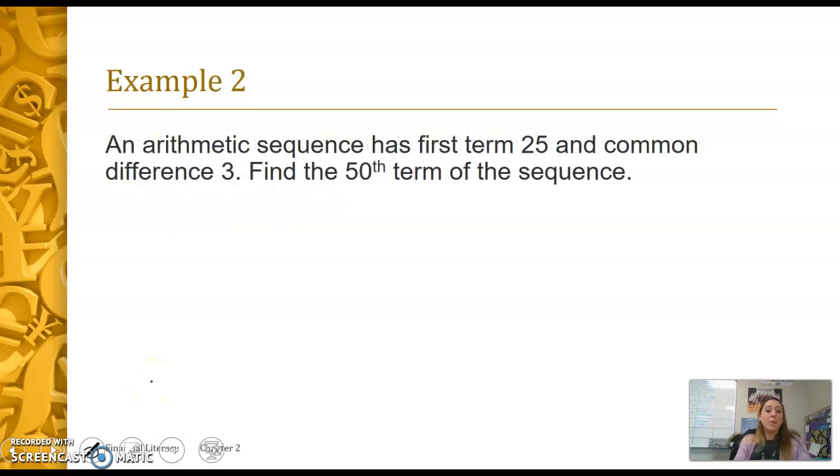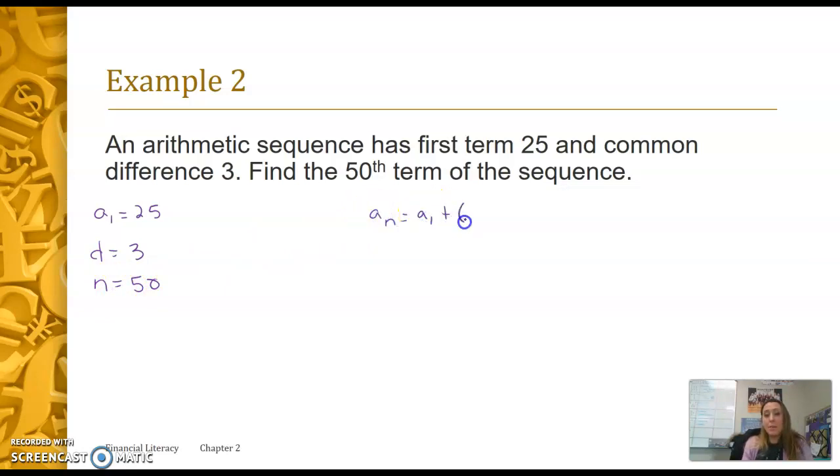All right, so now get this example. We are going to now find that given the things that we know. So it says we have a first term of 25, so a sub 1 is equal to 25. We have a common difference, which is represented as lowercase d, of 3. And we are looking for the 50th term. So my n is 50.